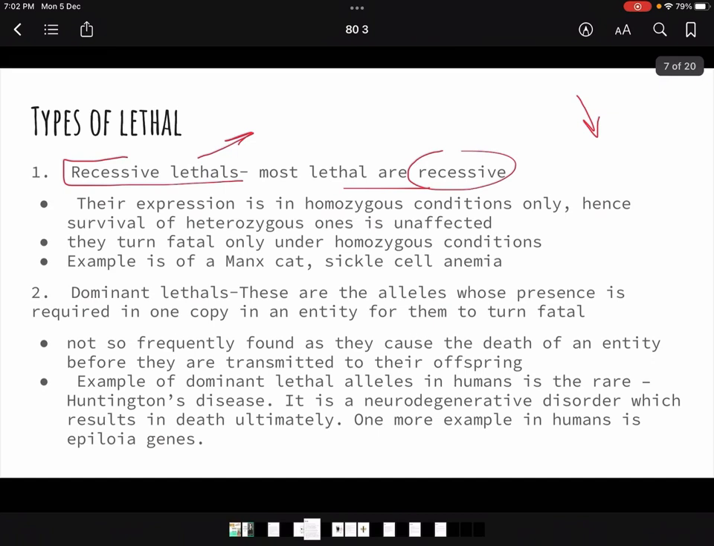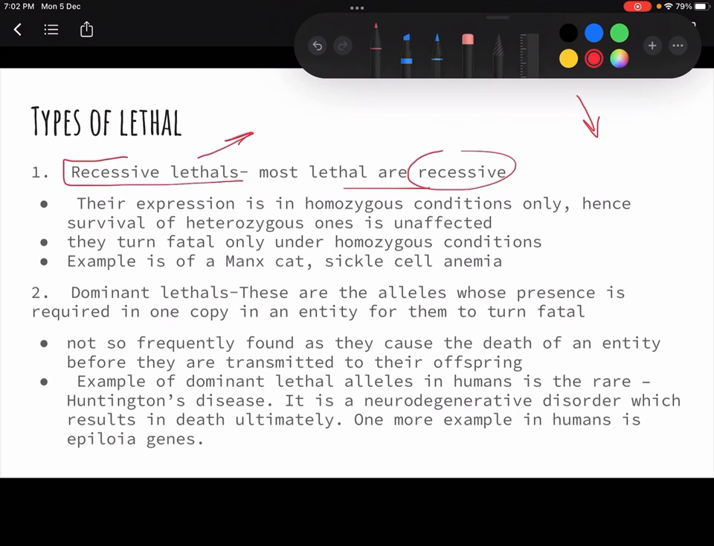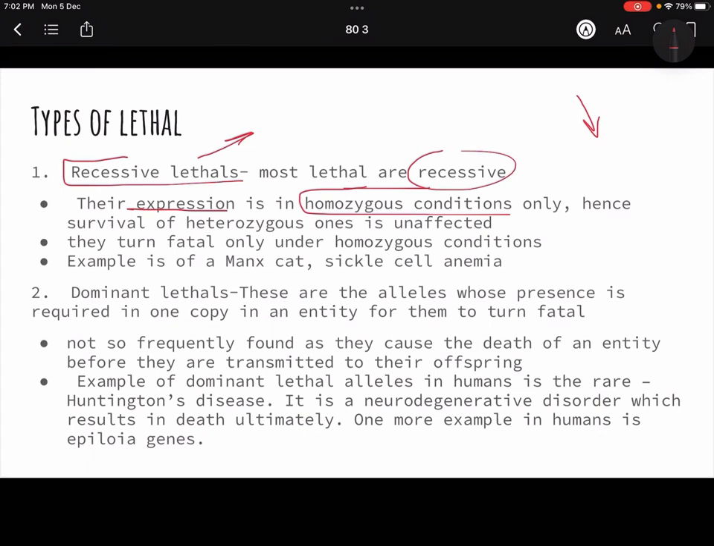So what are recessive lethals? Their expression, or the death part, occurs only in the homozygous condition, okay? And in heterozygous, the survival is unaffected or mildly affected. They turn fatal only under homozygous, I've told you. And there's an example of a Manx cat, or the sickle cell anemia example I gave. There's a Manx cat also, I'll just show you the picture. This is the Manx cat.